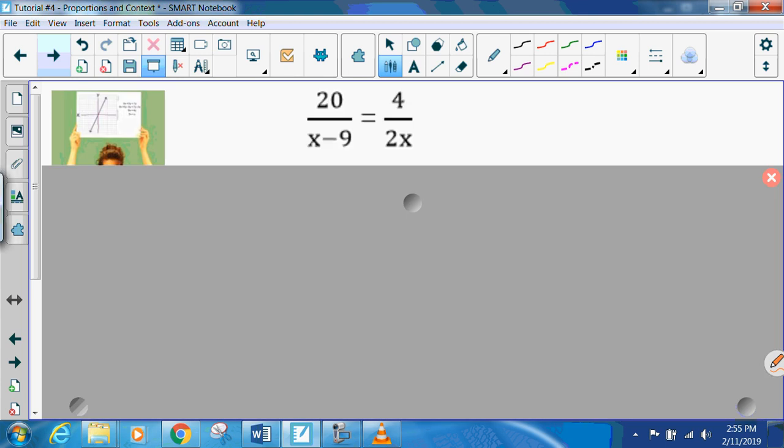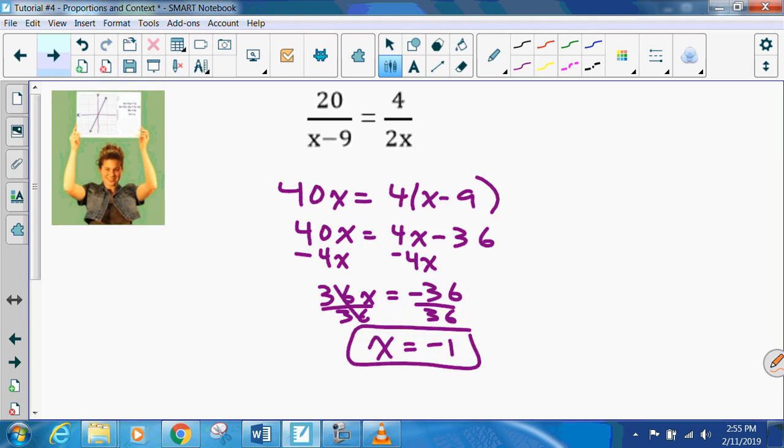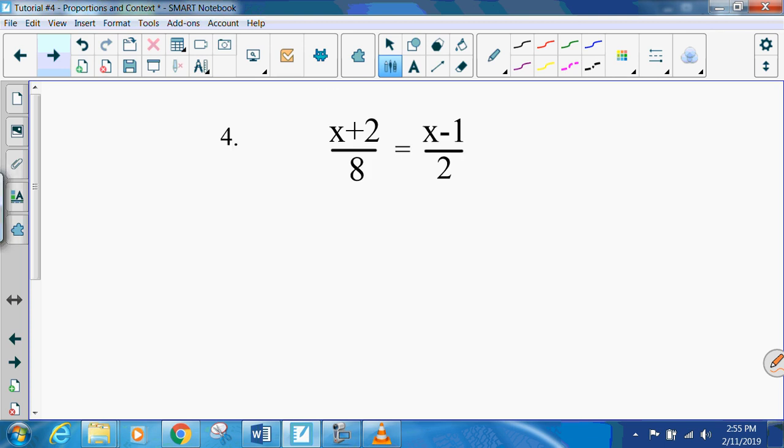All right, so let's go to marker boards. That means you want to pause this, you want to write it down, and then when you work it through on your marker board, go ahead and hit play and check your answers. All right. Hopefully you got -1 as well. All right, here we go.